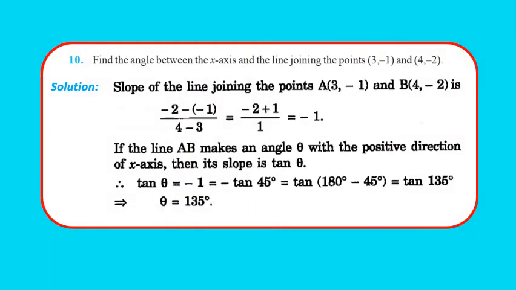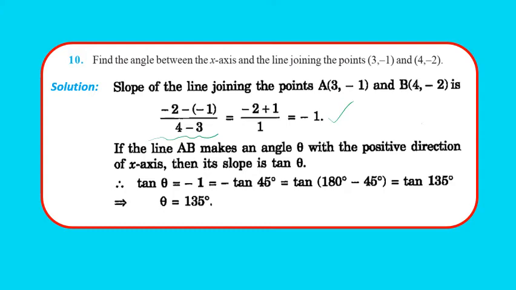Moving to question 10. Find the angle between the x-axis and the line joining the points (3, -1) and (4, -2). Now the slope of the line joining two points A (3, -1) and B (4, -2), using the formula y2 minus y1 upon x2 minus x1, will be equal to -2 minus -1 upon 4 minus 3, which is equal to -1. Now if the line AB makes angle theta with the positive direction of x-axis, then its slope is tan theta. So tan theta is equal to -1.